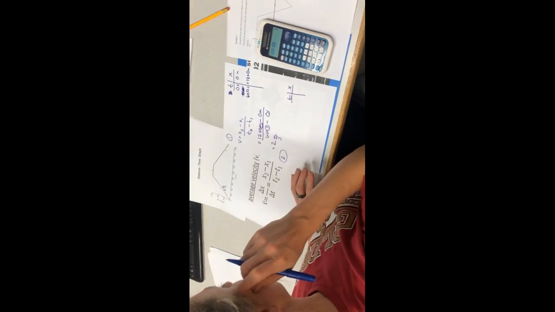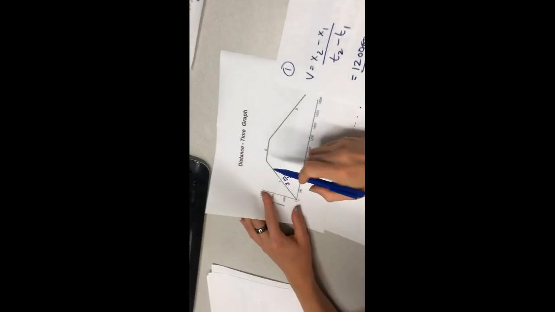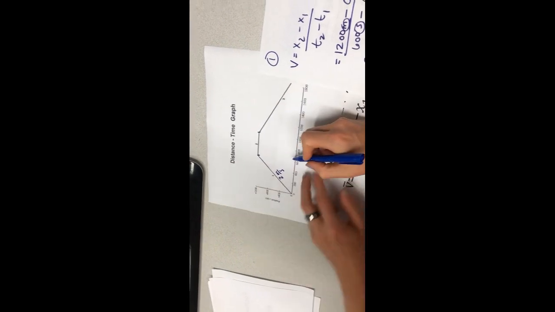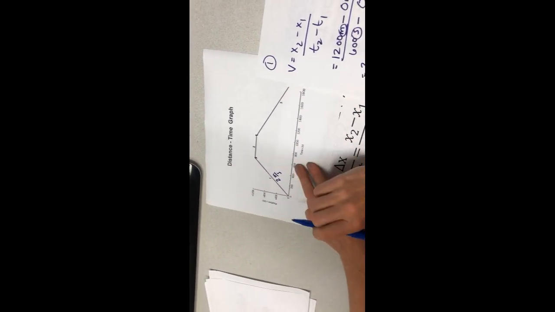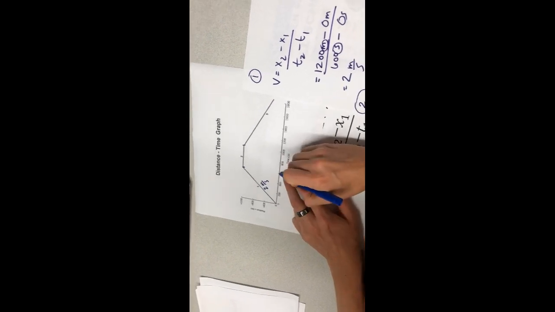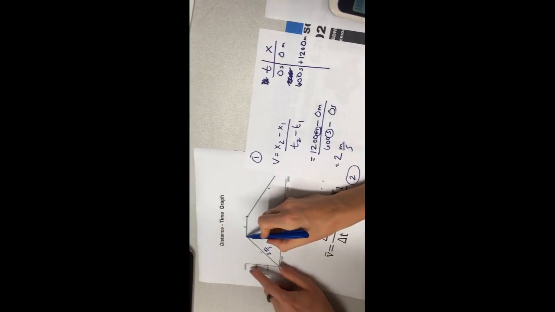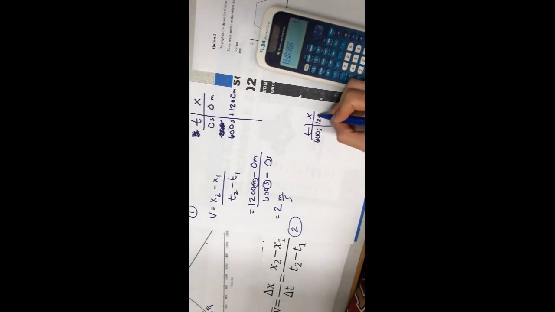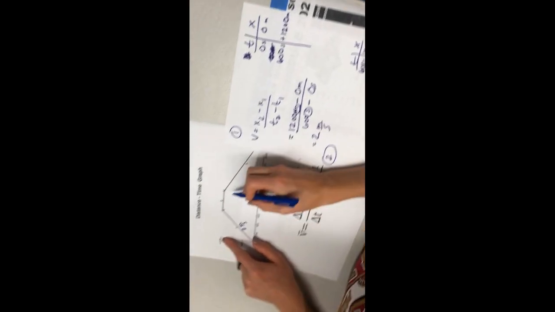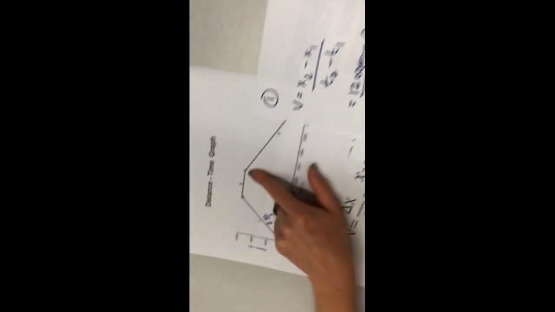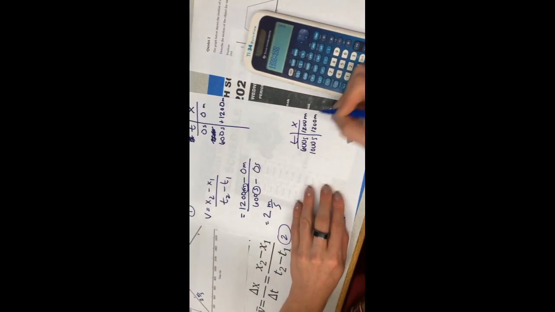Again, I'm going to do a little T-chart, time and position. We're going to do this point and this point, start and finish, for the second segment. We start at time equals 600 seconds and position 1200 meters. Where are we ending? We're ending at 1,000 seconds, and we're ending at the same place, 1,200 meters.